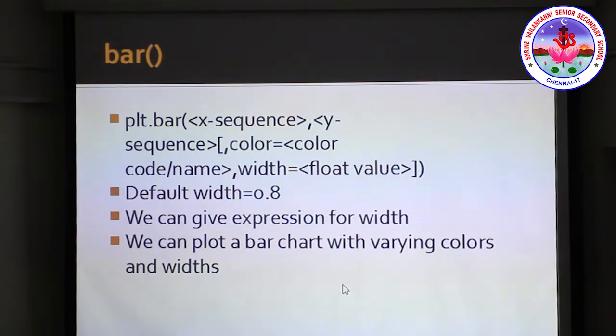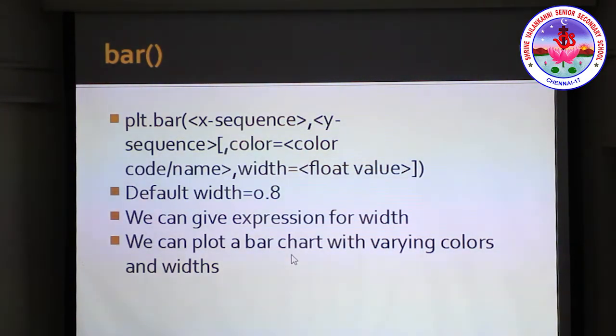Next we have the bar function. This method is used to plot bar graph. This is matplotlib library's method and it is used to draw bar graphs. The syntax is plt.bar, x sequence, y sequence. These are the required parameters, and we have optional parameters also, color and width. The default width is 0.8. We can give expressions for width also. Instead of numbers, we can give some expressions and we can plot bar chart with varying colors and widths.